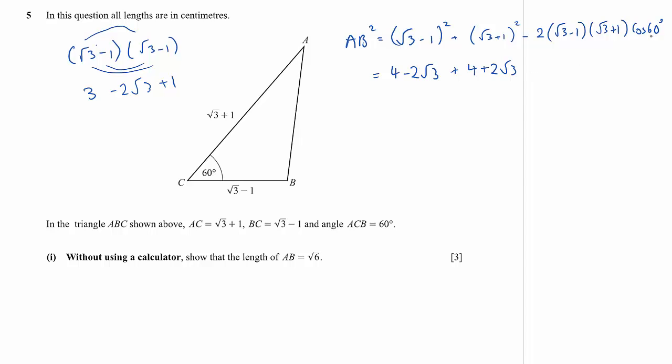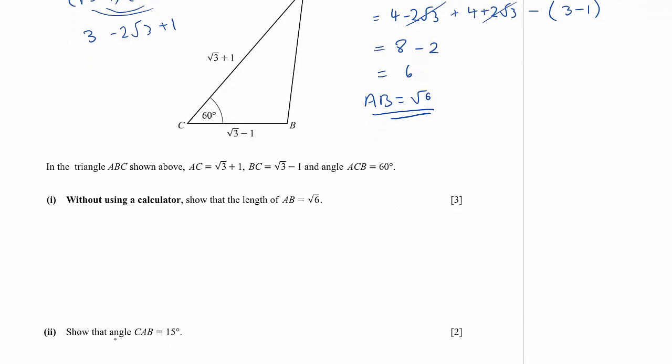And cos 60 is a half, so that will cancel with that 2, and then this is a difference of perfect squares, so it just gives us 3 take away 1. So those clearly cancel. So that's going to be 8 take away 2, which is equal to 6, which means that AB is equal to root 6 as required.